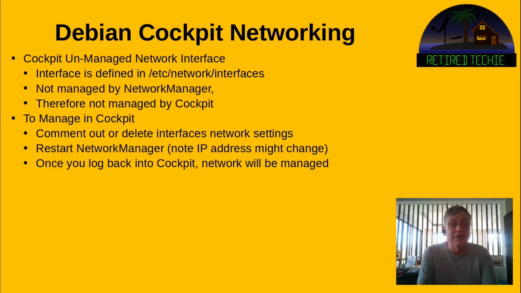To manage it in Cockpit, we need to comment out or delete the interface's network settings and restart NetworkManager, and we have to note the IP address might change at this point. If you went with the manual or static IP address on install, it probably will change. If you went with a DHCP default install, it might or might not change. So you'll need to be able to find that new IP address. Once you log back into Cockpit, the network will now be managed. And we're going to look into that in a little bit of detail here.